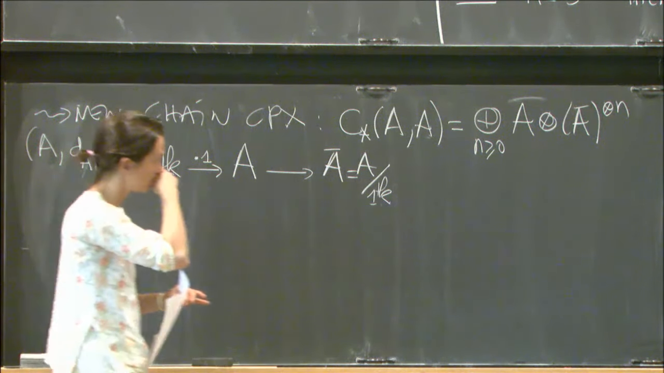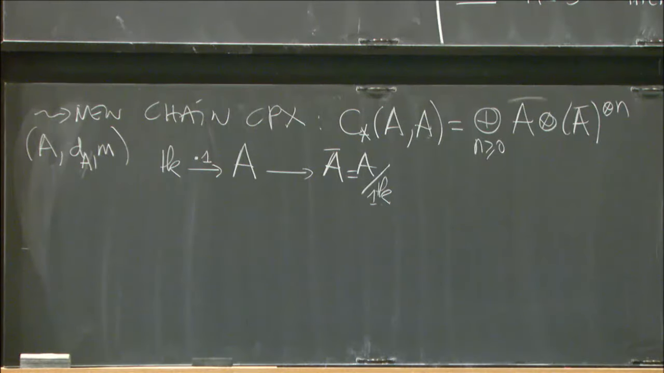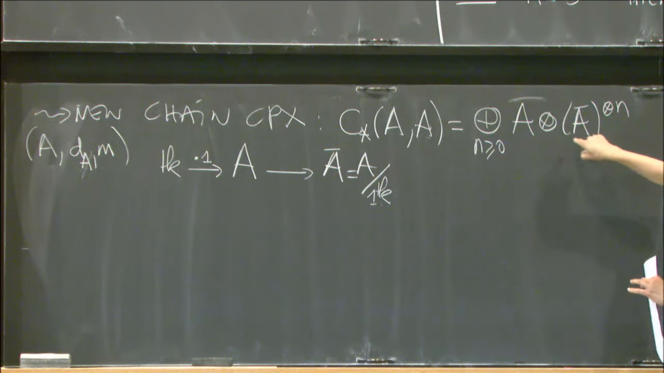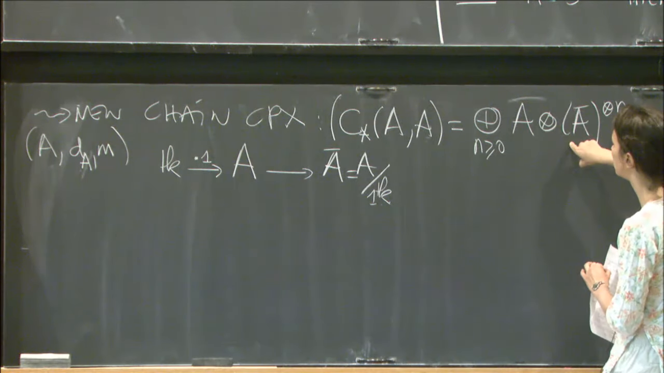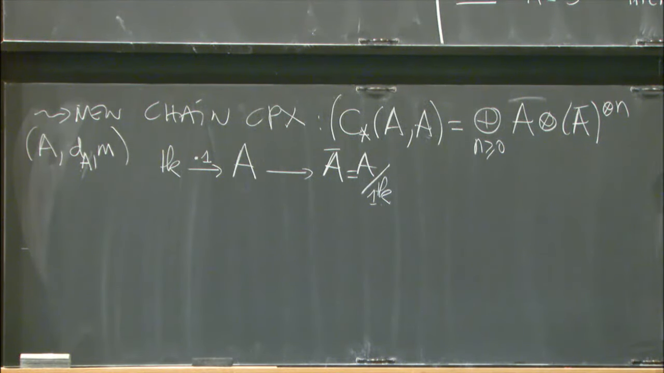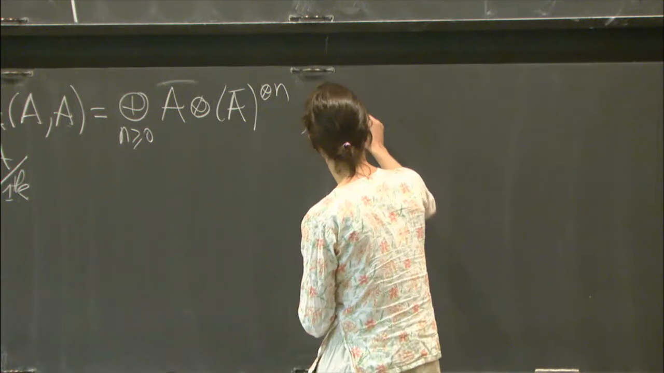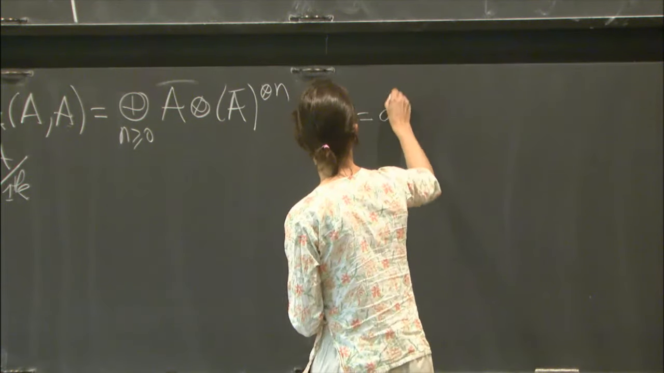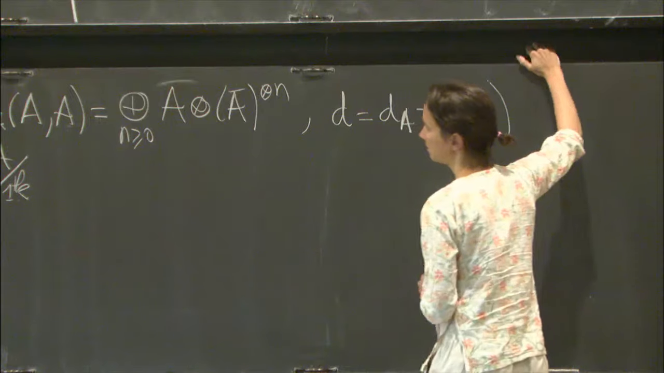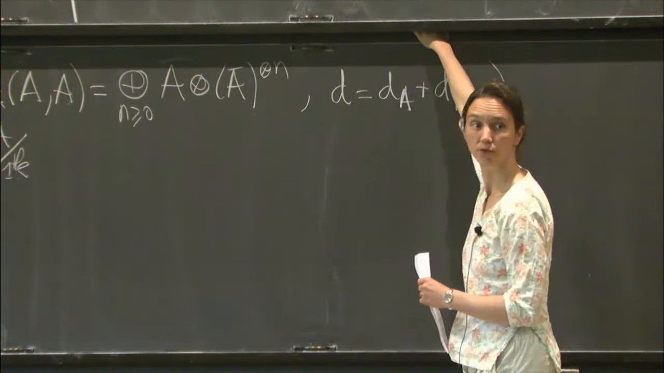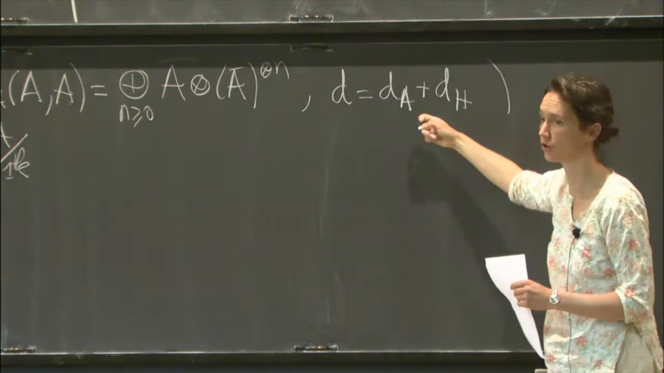We can do this. It's a vector space. We're doing vector spaces. This is graded. I didn't tell you what the grading is. As a vector space, that's what it is. The differential is a sum of 2 differentials. So D is dA plus dH, I'm going to call it. I have to say what the grading is, and I have to say what the differential is.